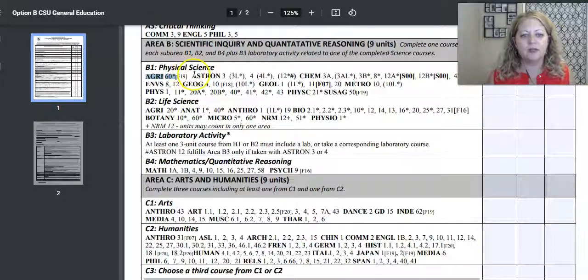Whereas for Astronomy 3, it's just the lecture. And if you want a lab, then you either have to sign up for 3L or 12. Okay. So again, you need one lab, either in the physical sciences or in the life sciences. So here in the life sciences, you could take anthro with the lab. You could take a bio with a lab. NRM 51 is trees and shrubs. So you have options there, and you really want to choose the one that's a good fit for you.